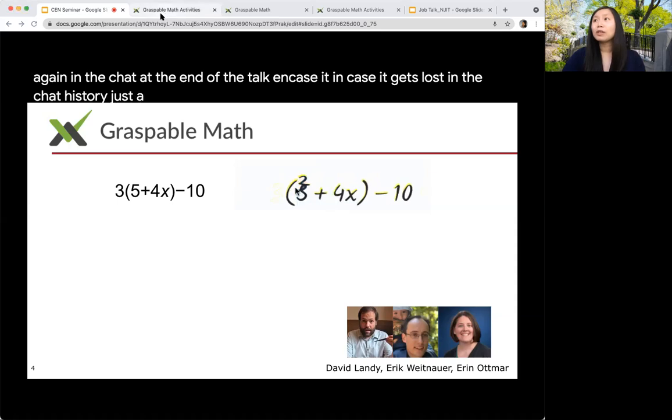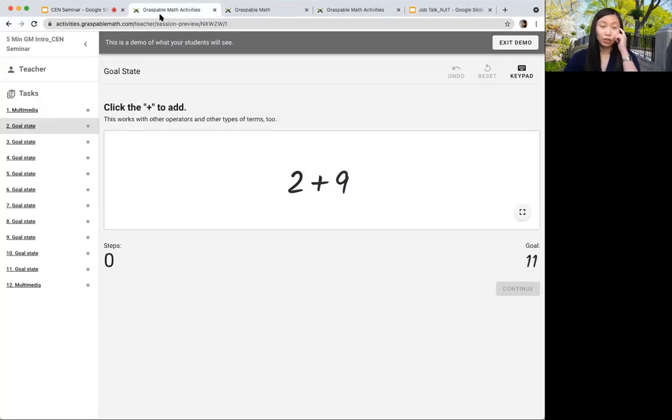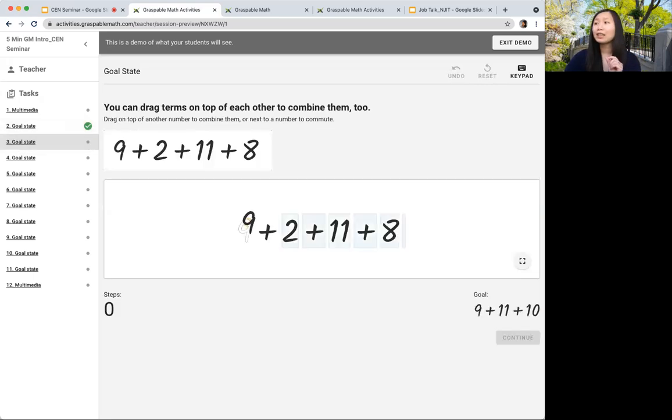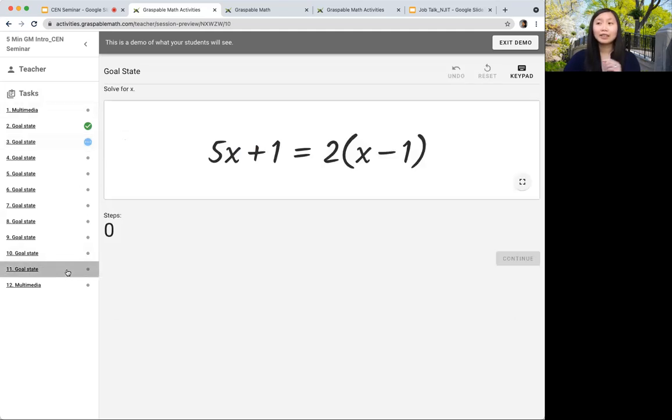Just a really quick overview of this activity that I just shared. In the activity, the first couple tasks will show you how to use the gesture actions within Graspable Math to perform operations, like tapping on the addition sign to combine the numbers, or dragging the numbers on top of each other to combine them. Towards the end of the activity, you will also have the opportunity to apply these gesture actions to solve algebraic equations, like solving for x in this complex equation.